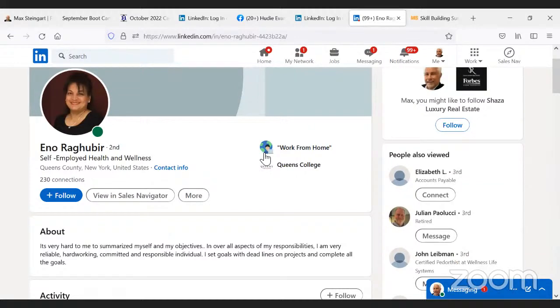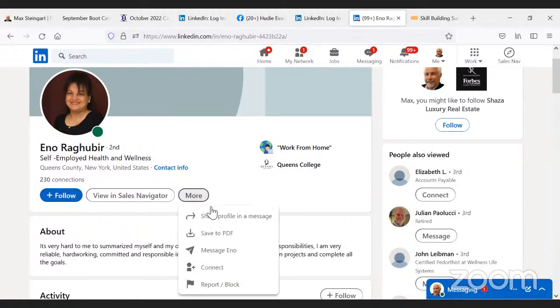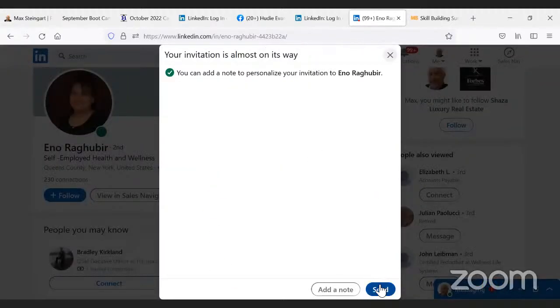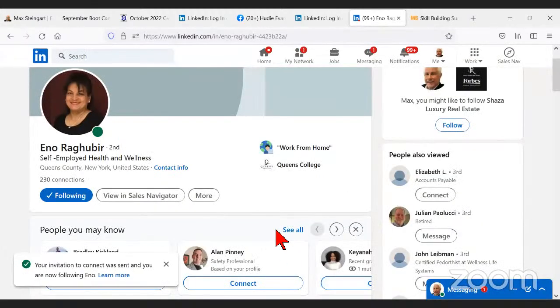Now, the back door to reach out to people that don't make it easy. You don't want to follow anybody. You come over here to more. The connect button is here. This is the back door. But you're just getting started.